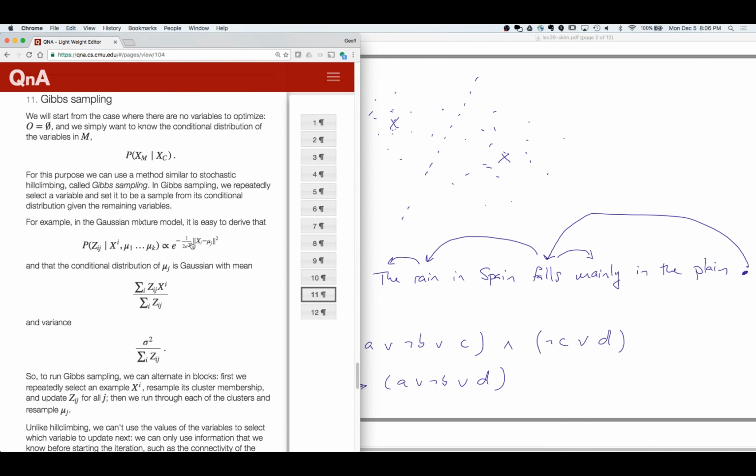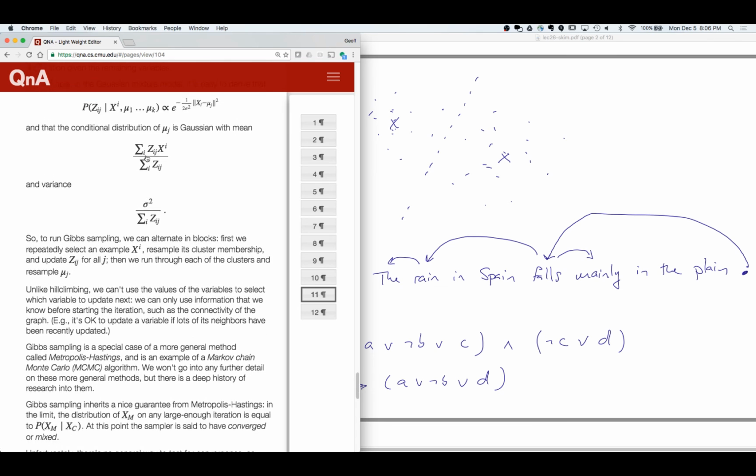So Gibbs sampling would just be to alternate in blocks. We resample the cluster memberships by picking an example and updating Zij for all j, and then we run through the clusters and resample the mu's for that cluster. And that would be the analog of the block hill climbing for clustering. But now what we're doing is trying to sample from this distribution.